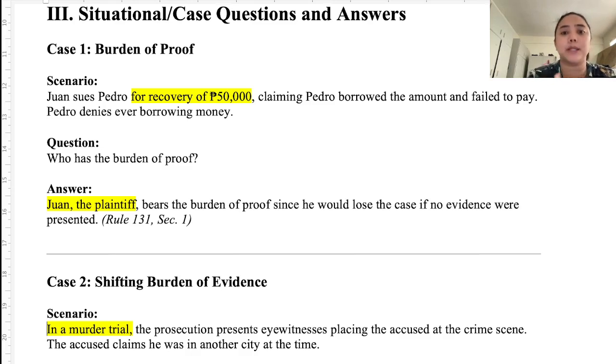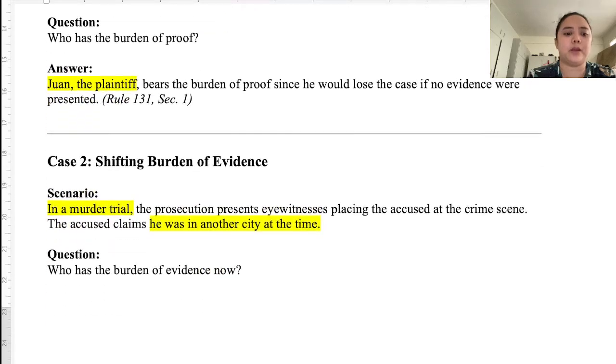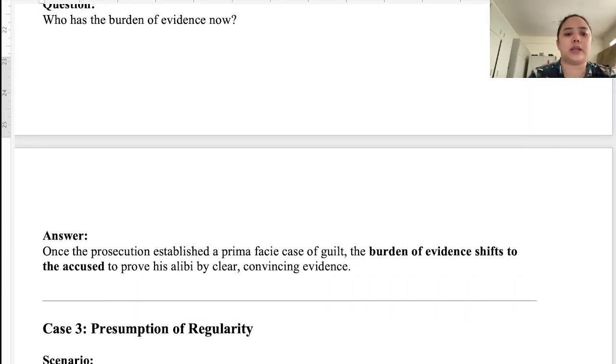However, si accused, may isa siya ka claim. And this is an alibi, class. He's saying, wala ko didto, I was in another city at that time. So this time, since it is the accused who is making that claim, then he has the burden to provide evidence of his claim. Okay? Here, the prosecution already established a prima facie case of guilt. The burden of evidence shifts to the accused to prove his alibi by clear and convincing evidence.